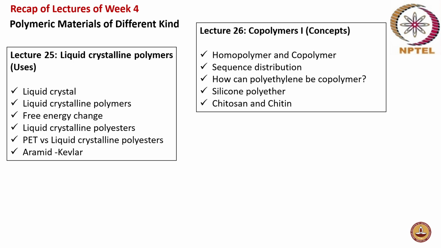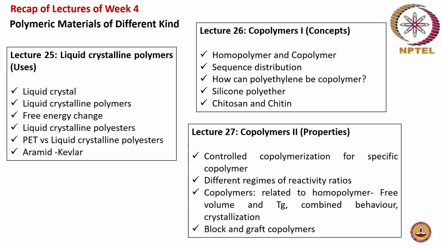Next, there were two lectures on copolymers. So first lecture, it was basic introduction on homopolymer and copolymer. What is the sequence distribution? You have a block copolymer, alternating copolymer, random copolymer, right? Okay. And can polyethylene be a copolymer? It can be a copolymer, right? Can polyethylene be a copolymer?